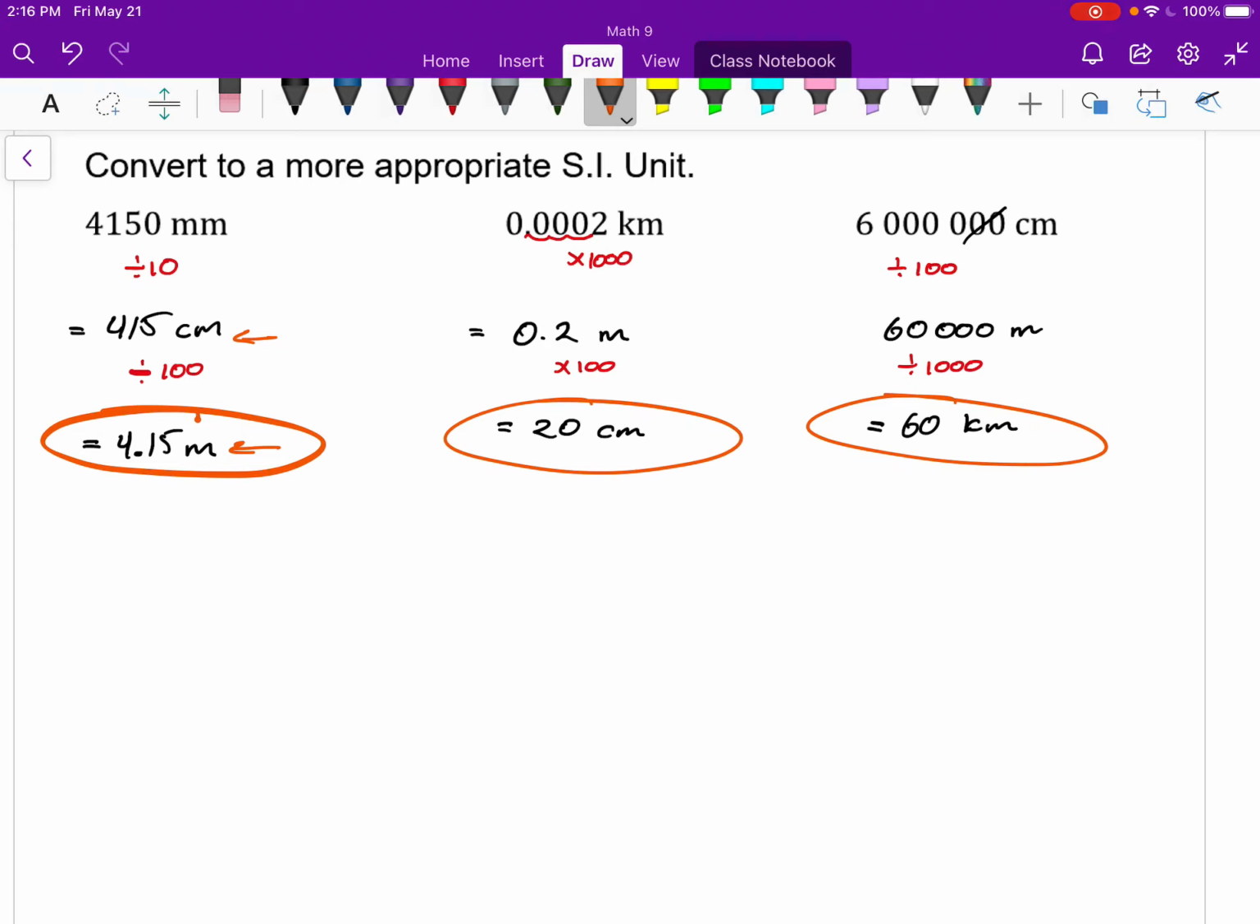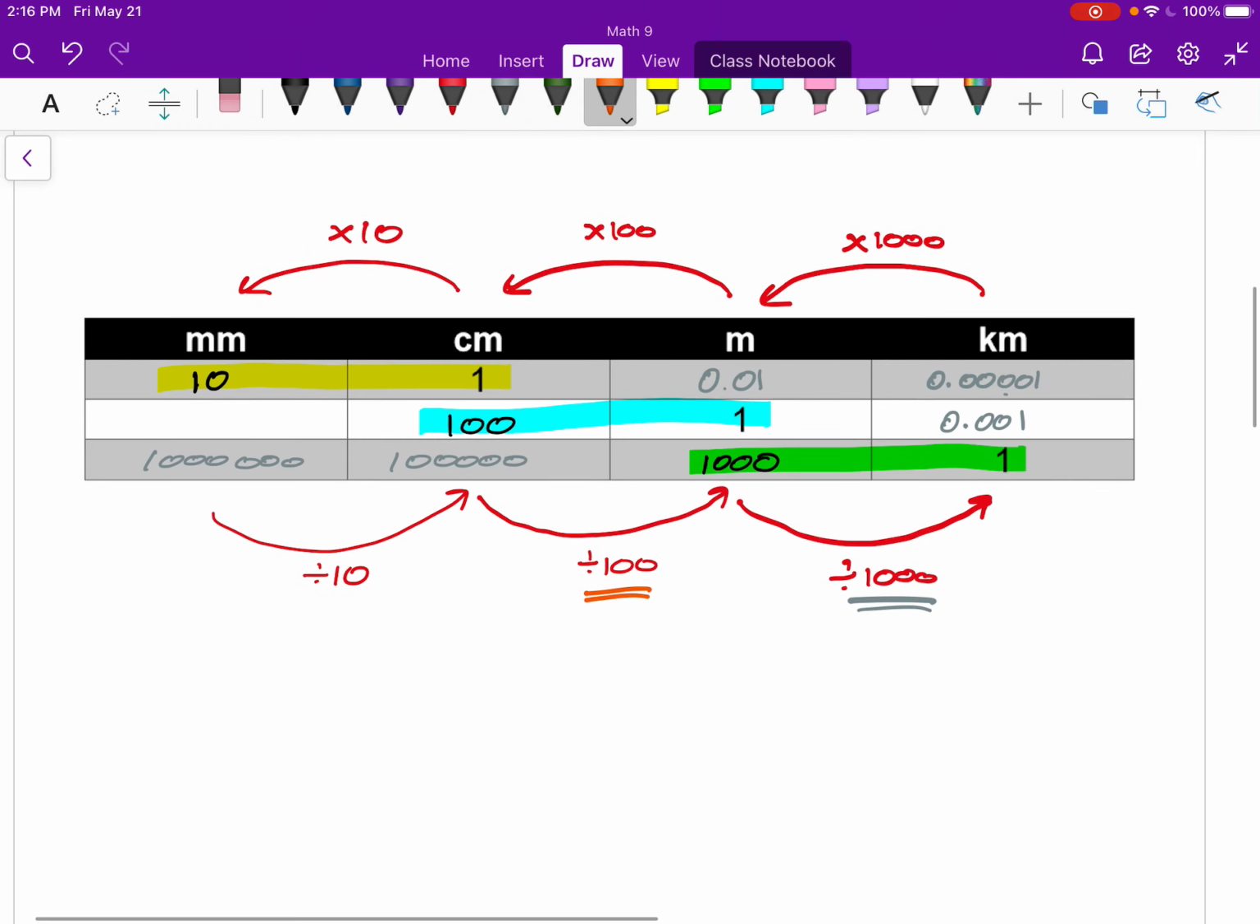And the great thing about converting between units is while you can use a calculator, you're just, again, dividing or multiplying by 10, 100, or 1,000, as you can all kind of remember from right here. And really the decimal is just moving back and forth. But you can use a calculator as well.